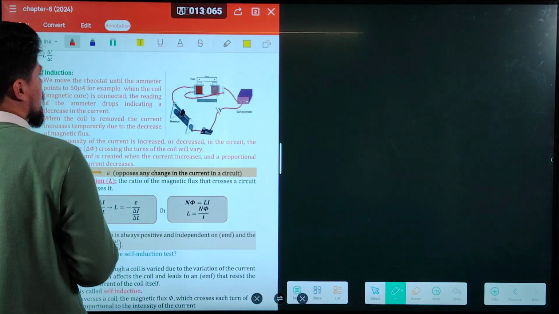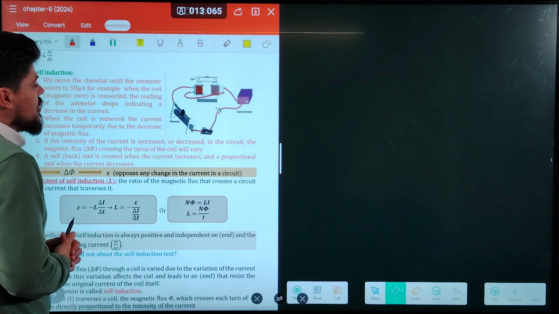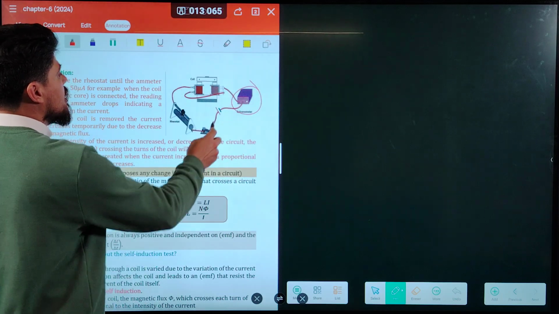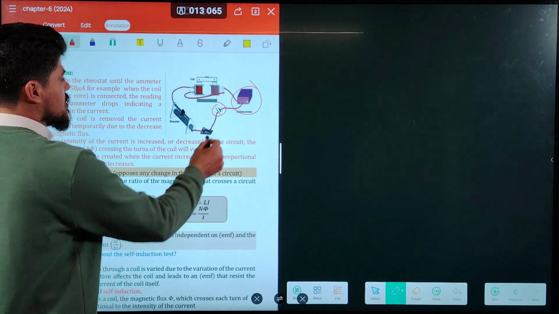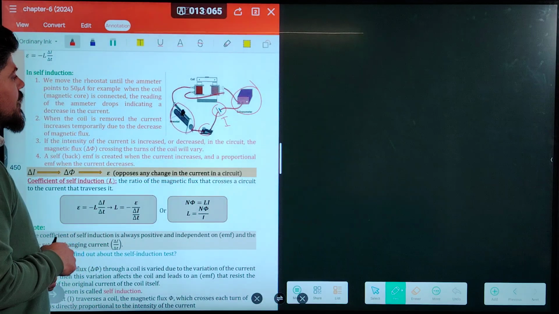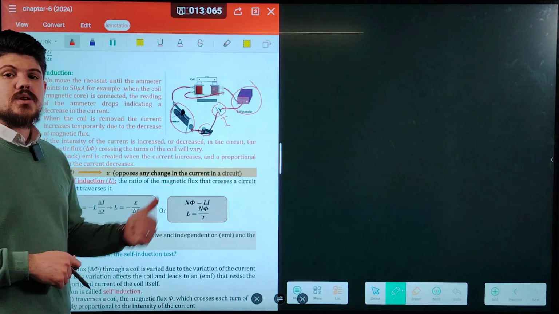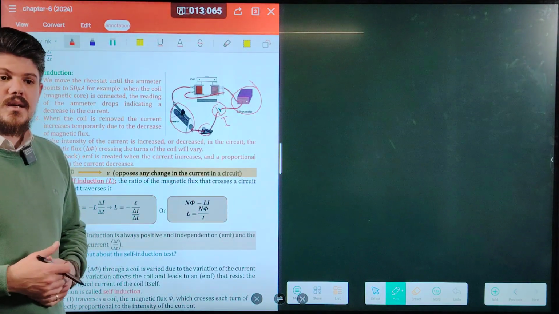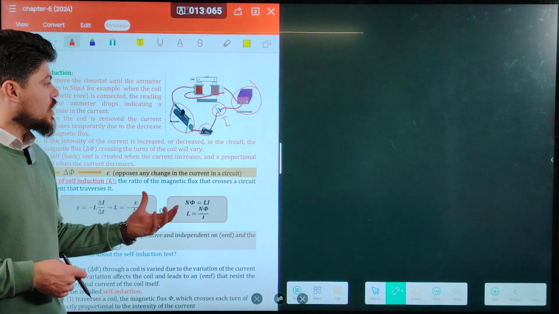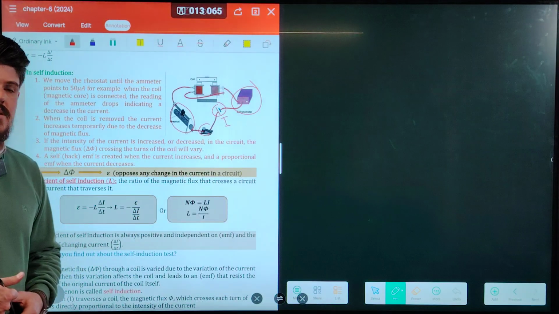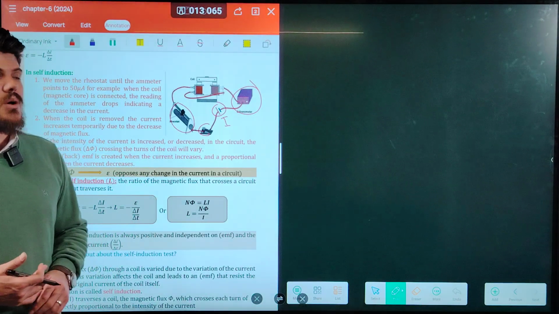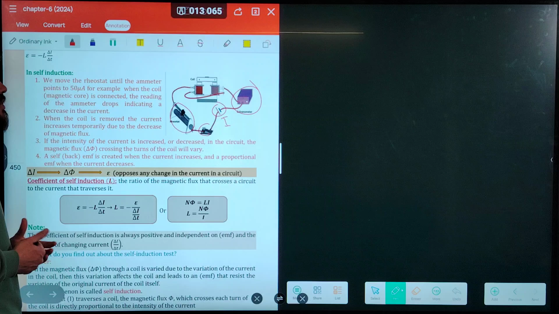In self-induction, guys, look at this figure. We have a coil of wire, a galvanometer measuring current, a DC source, a switch and a rheostat. What is the function of the rheostat? Increasing and decreasing the amount of current. By changing the rheostat, the amount of resistance in the circuit changes. When the resistance changes, the amount of the current and the magnetic field change together.